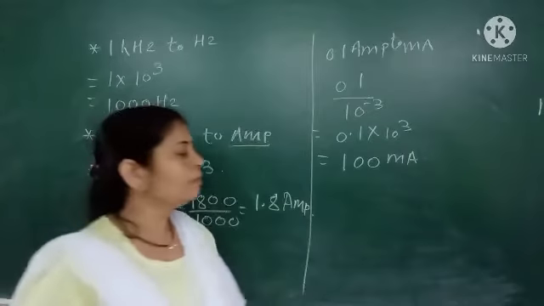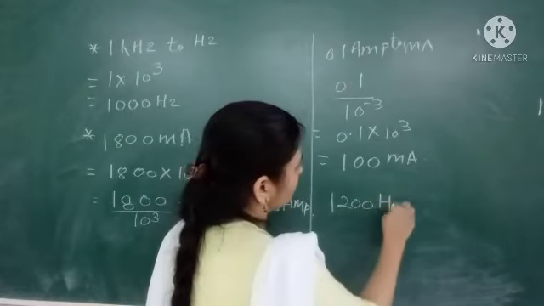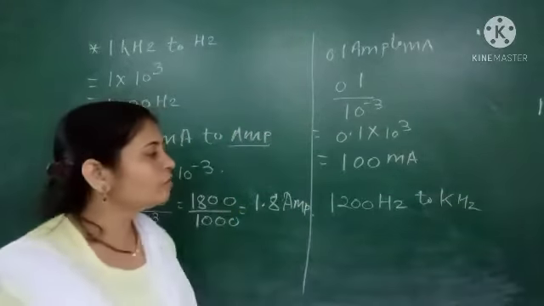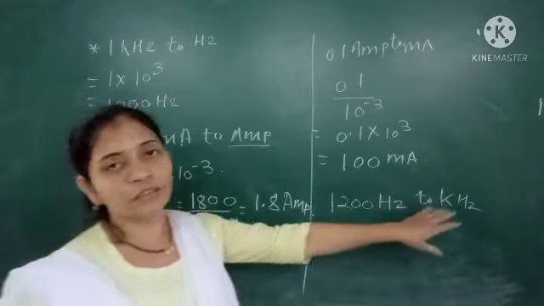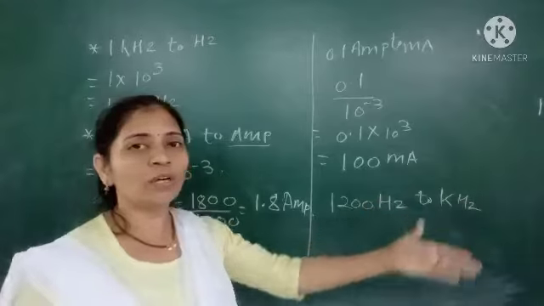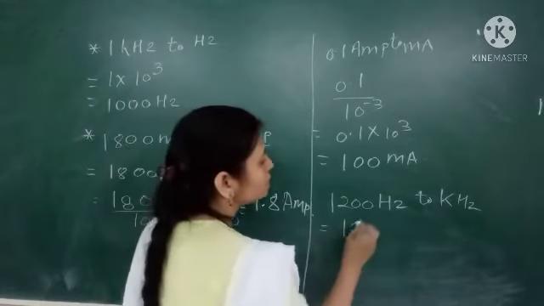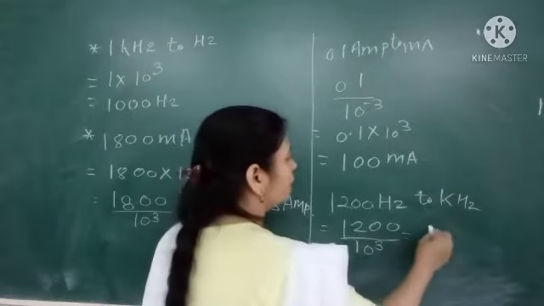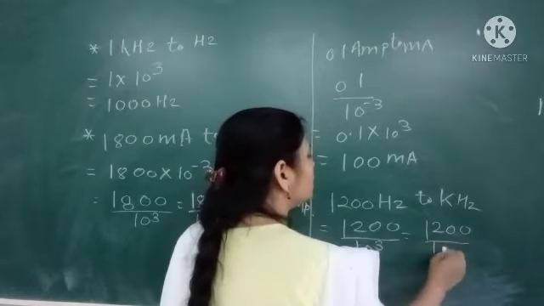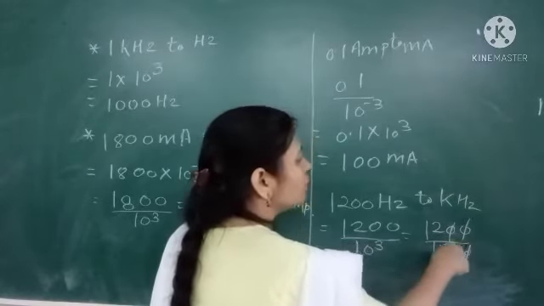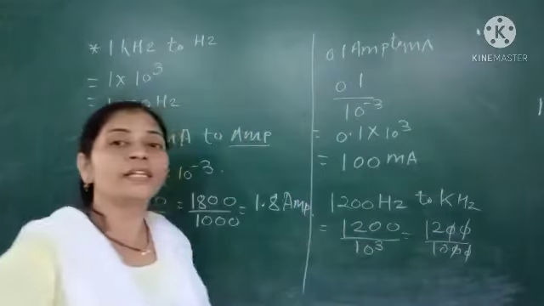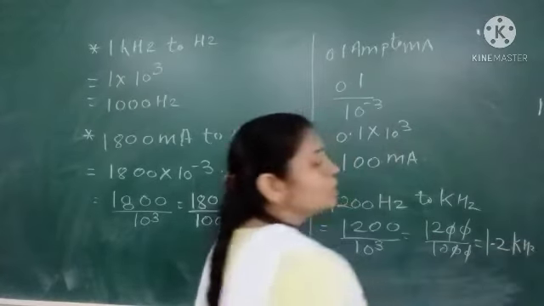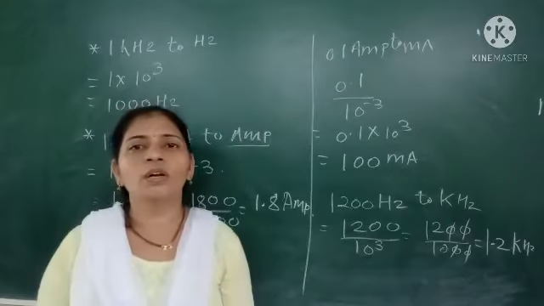Take another example, that is 1200 hertz to kilohertz. So how can we convert this number? This is the lower unit, and this is the higher unit. So for converting lower to higher, what we have to do? We have to divide this 1200 by 10 raised to power 3. So here what we get? We get 1200 divided by 1000. So the final answer is 12 divided by 10, which means the final answer is 1.2. And it is in kilohertz. So finally we got the answer 1.2 kilohertz.